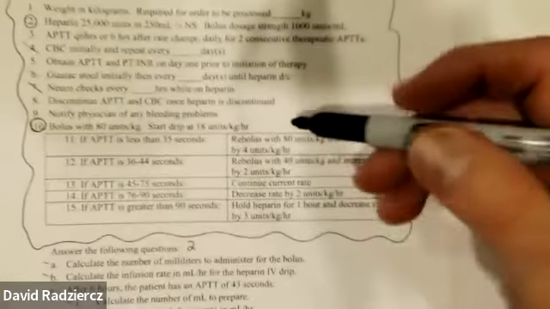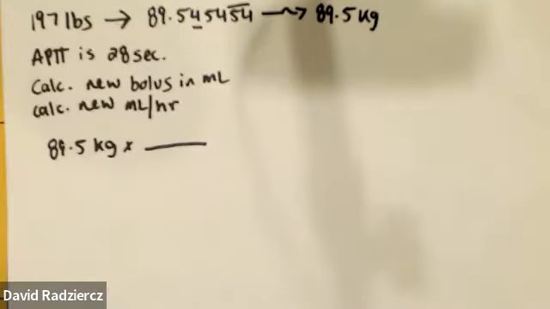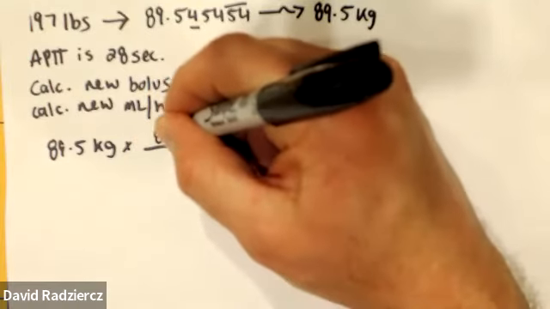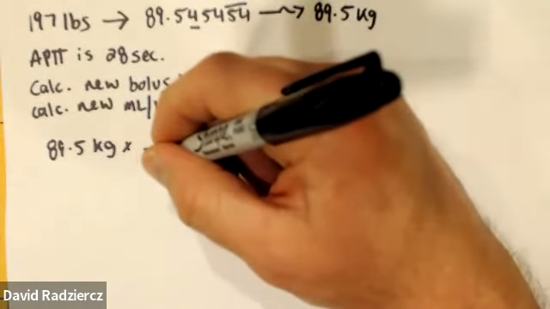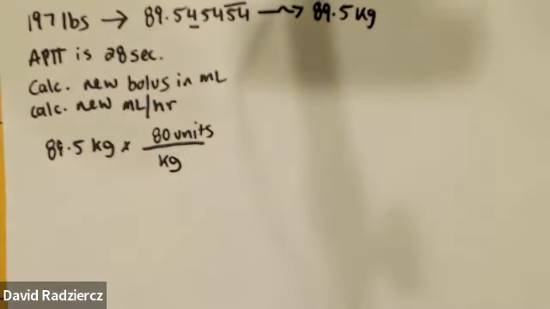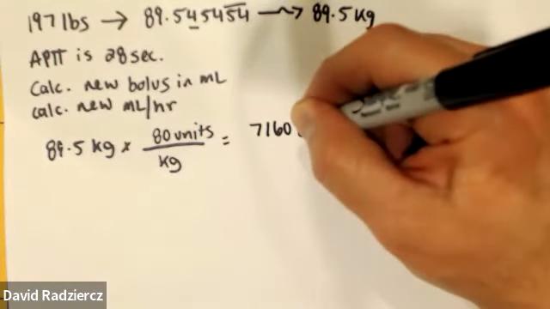Anyways, it says to rebolus with 80 units per kilogram. I'm sorry, not per hour, but 80 units per kilogram. So I'm going to take 80 times 89.5, and I'm going to get 7,160 units.